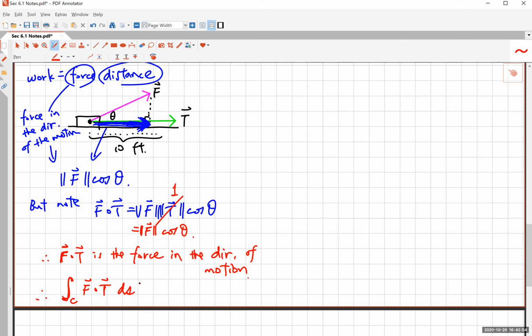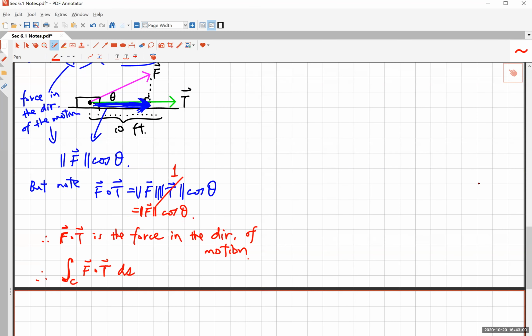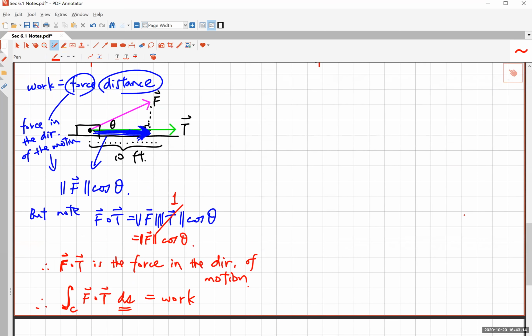It'll be ds, which is to be explained later, but it is a new differential along the s, which represents the arc length. More to come in the next section. So this is actually the integral of all the force in the tangential component, which means the direction of the motion. And if you integrate that along C, you get the total work.